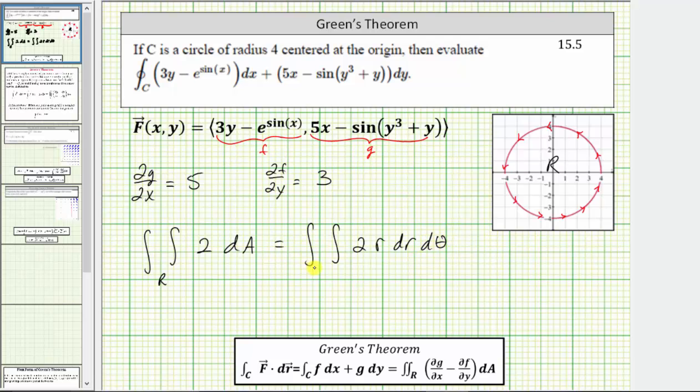And now let's determine the limits of integration. Because the radius of the circle is 4, the limits of integration for r are from 0 to 4, and then to go all the way around the circle, the limits of integration for theta will be from 0 to 2 pi. This double integral is much easier to evaluate than the original line integral. Let's evaluate this on the next slide.